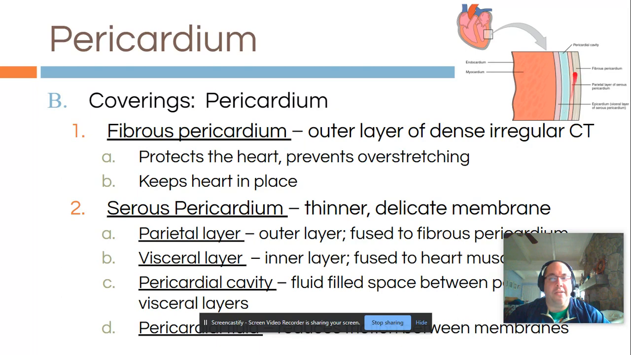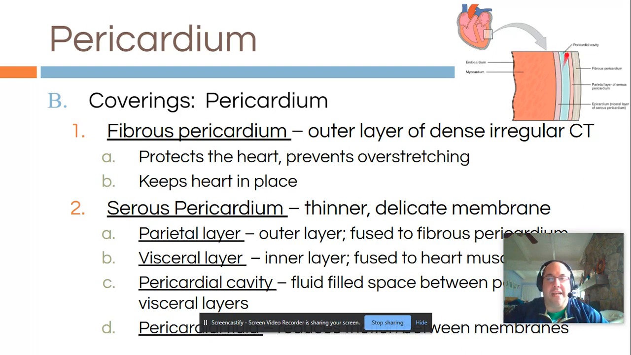Underneath of that, we have a layer called the serous pericardium, which is made of, guess what? Serous membranes. The serous pericardium is a lot thinner and more delicate. Basically, its job is to lubricate the heart. So there's actually two parts, just like all serous membranes. There's a parietal layer, which is on the backside or the inside of the fibrous pericardium. And then there's a visceral layer, which is, of course, on the organ because visceral always means organ.